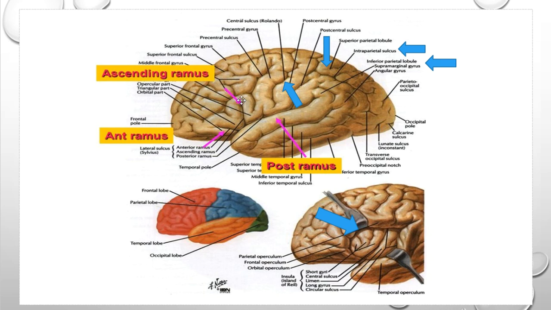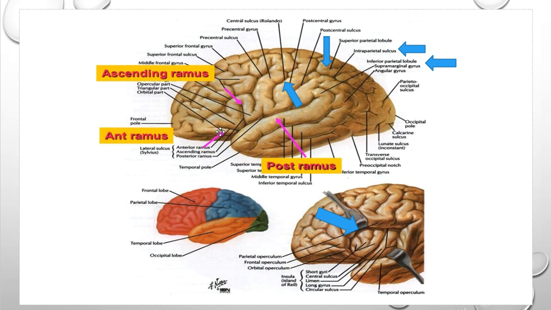Here we can see the ascending ramus. Here is the anterior ramus. Here is the posterior ramus. The orbital part, here we can see, is situated below the anterior ramus. It is continuous with the inferior surface of the frontal lobe.